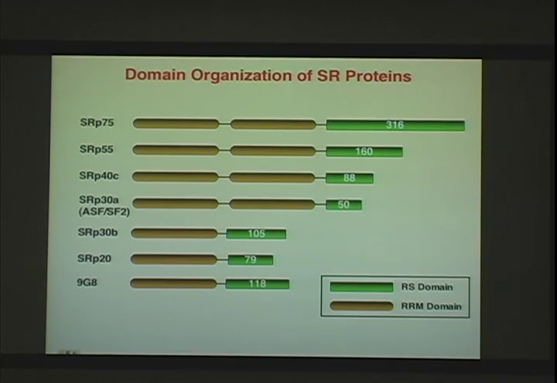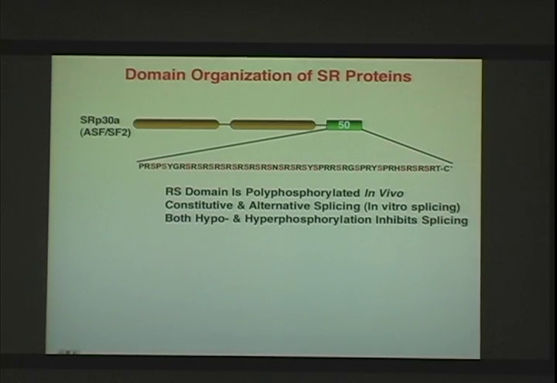Why we're interested in them is that they have these C termini here that can be anywhere between 50 to 300 residues that are very rich in arginine-serine repeats. And these things become phosphorylated.